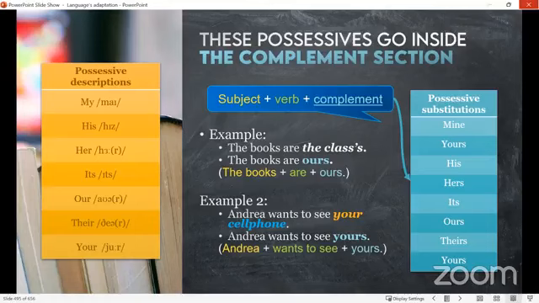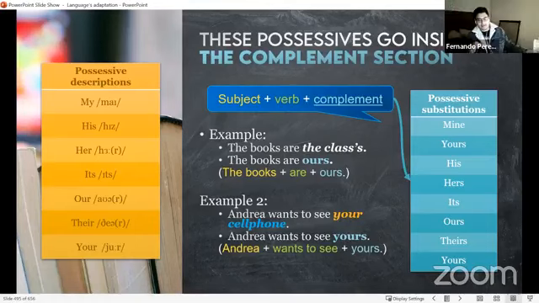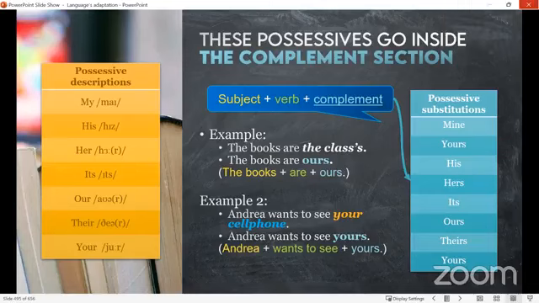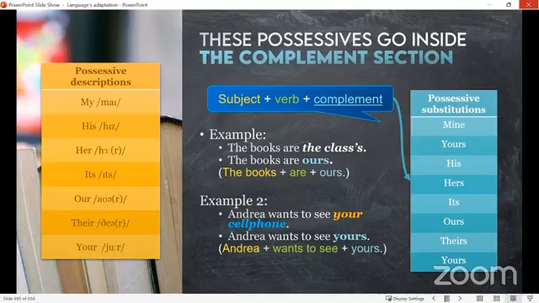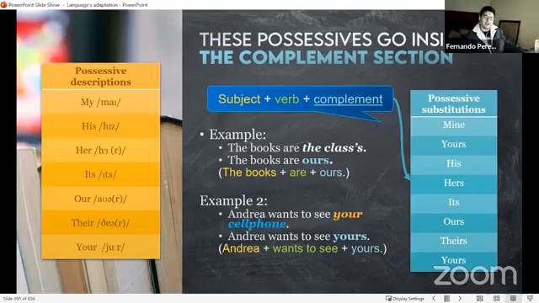Okay, are is possessive? Because we have the books are the class's. The apostrophe S is a possessive. We have two possessives? But are is not a possessive. Are is a verb.